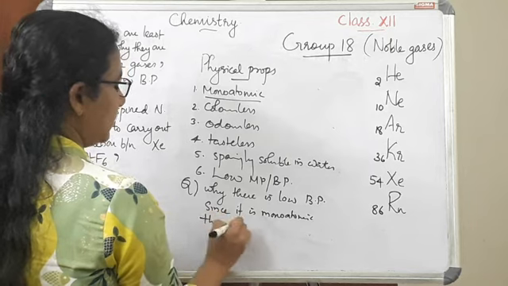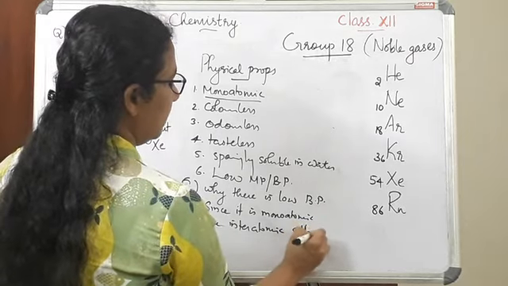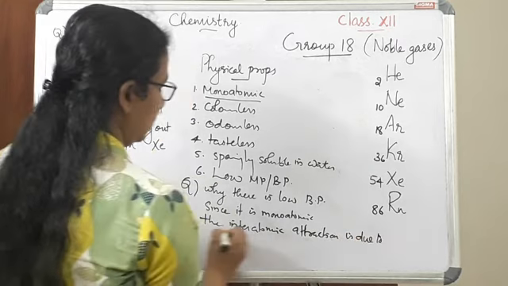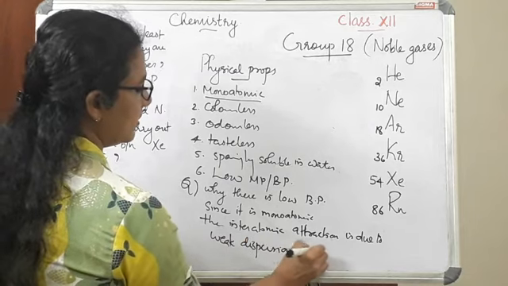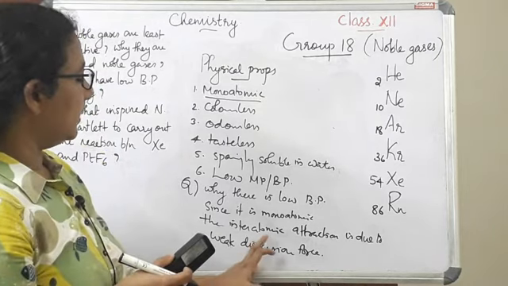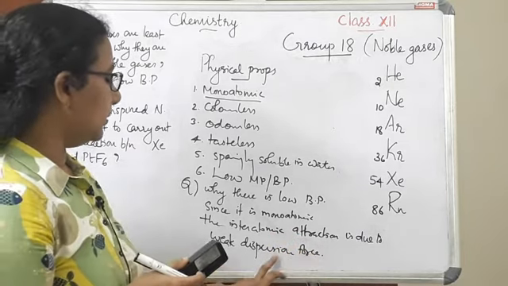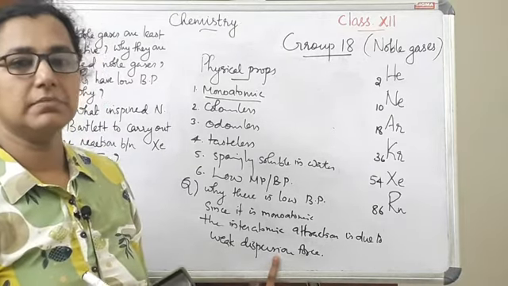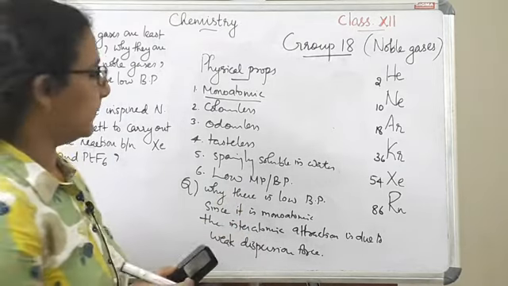Since it is monoatomic in nature, the interatomic attraction is due to weak dispersion force. So there is a weak force between the atoms. Since the force of attraction between the atoms is very weak, there is low boiling point or low melting point. So this is the reason.